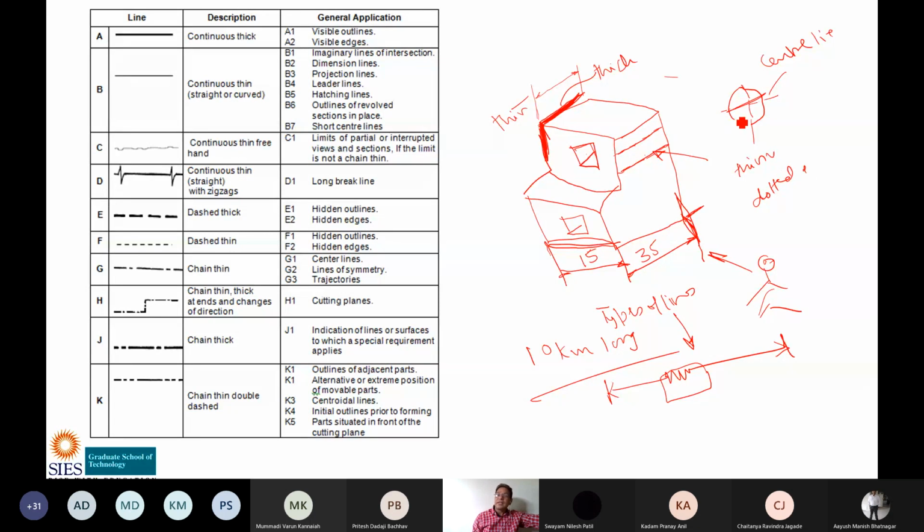So understand that. At some place, if I draw only the center line, I am not showing the circle, it means the one who is reading will understand, okay, there is a circle over here. That's it. So each line has a different meaning. You can see on the right hand side, visible outline, visible edges, that is for continuous line.